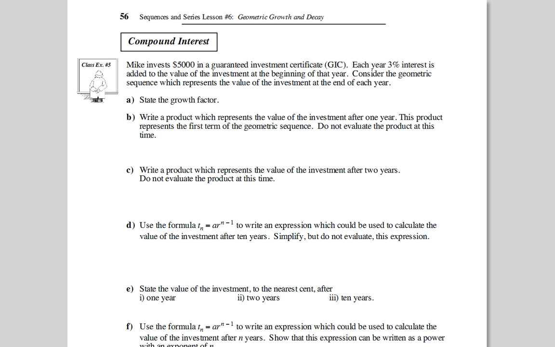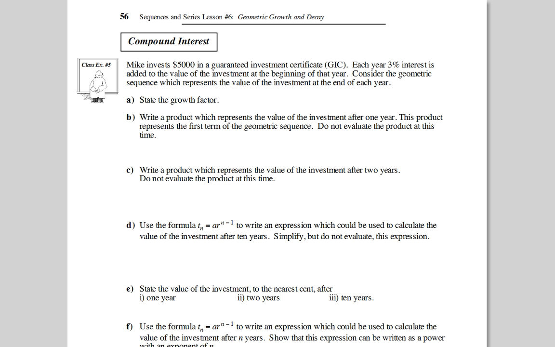Okay. Compound interest is in economics as well. Everybody in the world for finance uses compound interest. If you know about simple interest, it's not even used in real life. So we're going to develop this compound interest idea using sequences. So here Mike invests $5,000 into a GIC, which is just an investment fund, at 3% interest added to the value of the investment at the beginning of that year. It says consider the geometric sequence which represents the value of the investment at the end of each year. State the growth factor.